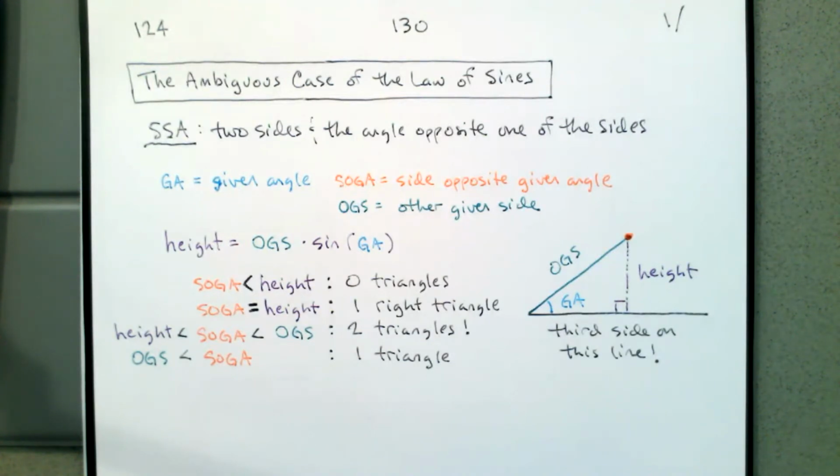The ambiguous case of the law of sines is when we have two sides and the angle opposite one of those sides. That's the key part that forces us to use the law of sines. We have an opposing set of information, a side and the angle opposite that side. So we had to name the three different parts because this is the ambiguous case of the law of sines, because we could end up with 0, 1, or 2 triangles. So the parts will be the given angle, the side opposite the given angle, and the other given side.